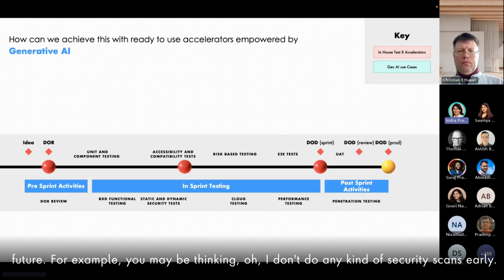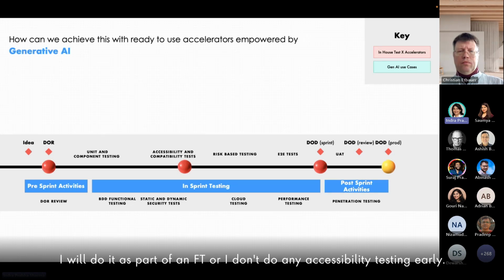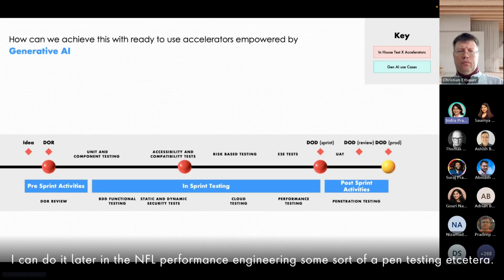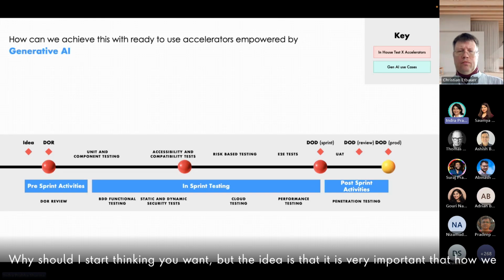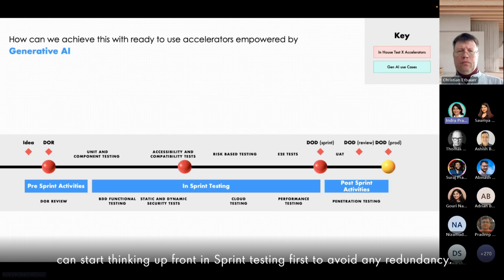For example, you may be thinking, oh, I don't do any kind of security scans early, I will do it as part of NFT. Or I don't do any accessibility testing early, why should I, I can do it later in the NFT. Performance engineering, some sort of pen testing, etc. Why should I start thinking beyond? But the idea is that it is very important that we start thinking upfront in sprint testing.